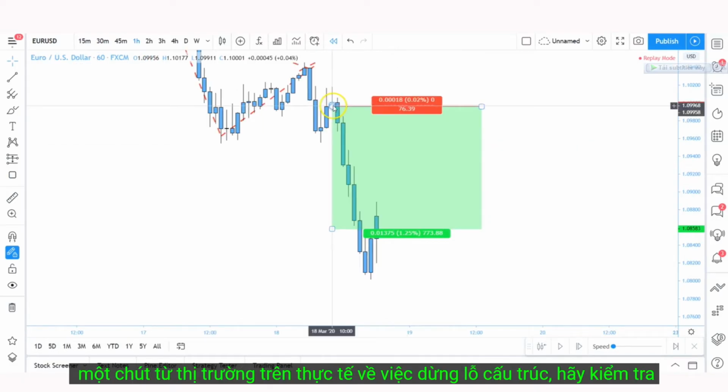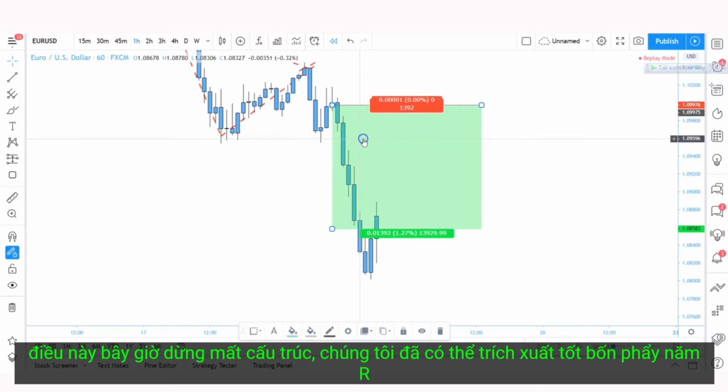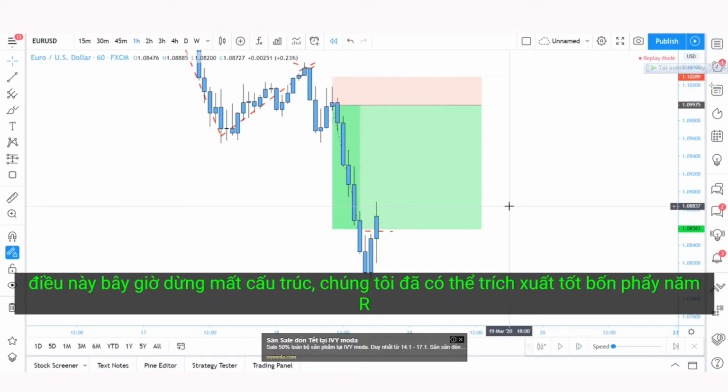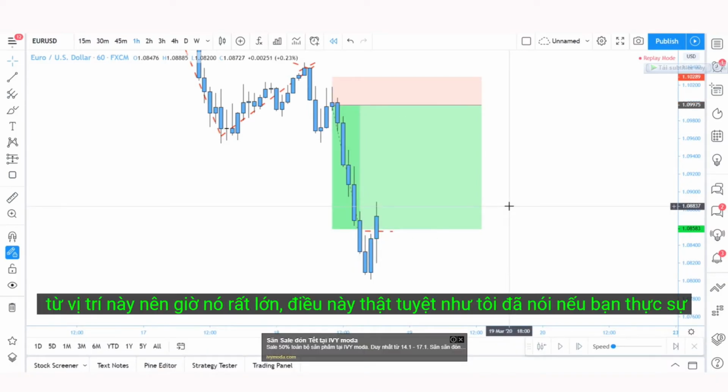Stop loss above structure. Let's check this now. We were able to extract a good 4.5 R from this position, so it's huge.